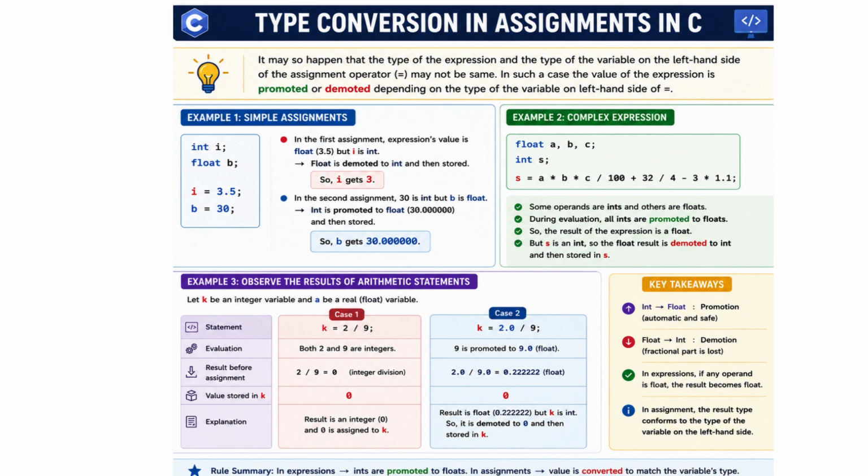In summary, int to float promotion is automatic and safe, but float to int demotion loses the fractional part. In an expression, if any operand is a float, then the result becomes a float. For assignments, the result type depends on the type of the left-hand side variable.